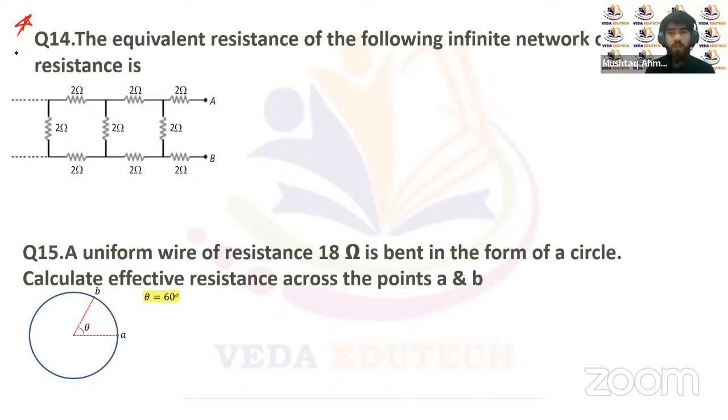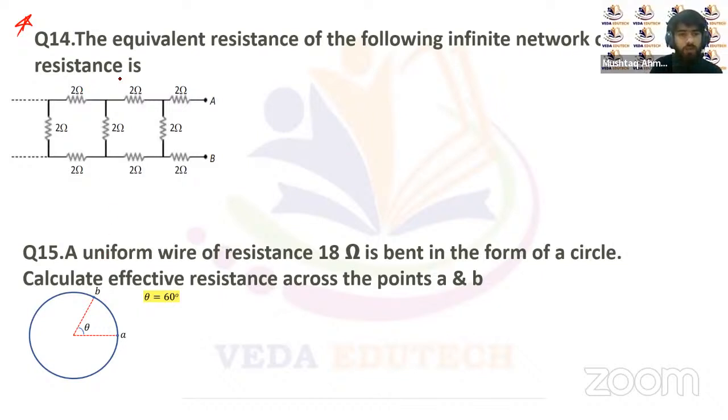You can see here there is a ladder series, or infinite ladder network, of resistances. The resistance of each resistor here is 2 ohm. Now it goes to infinity. We have to calculate the equivalent resistance of this system.